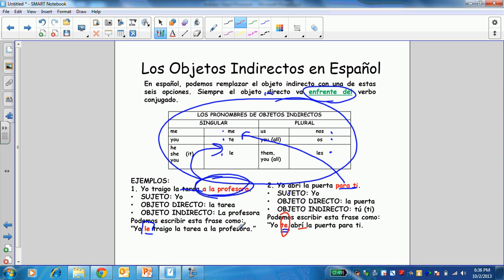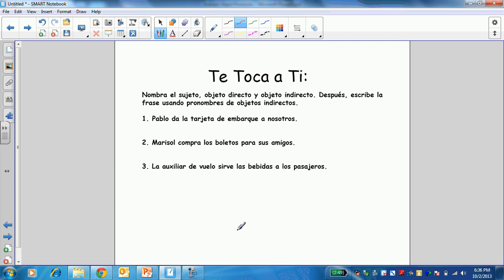Okay. So here we go. I'm going to do number one with you. Okay. So I want you to name the subject. Van a nombrar el sujeto, objeto directo y objeto indirecto. Y ustedes van a escribir la frase con pronombres de objetos indirectos. So let's do the first one together. Número uno. Pablo da la tarjeta de embarque a nosotros.